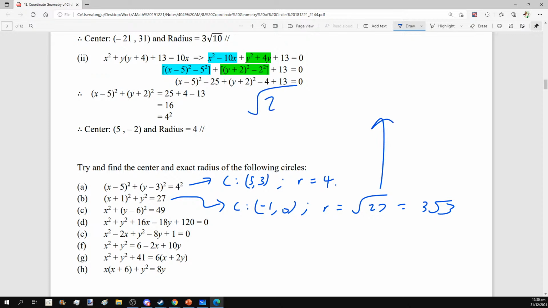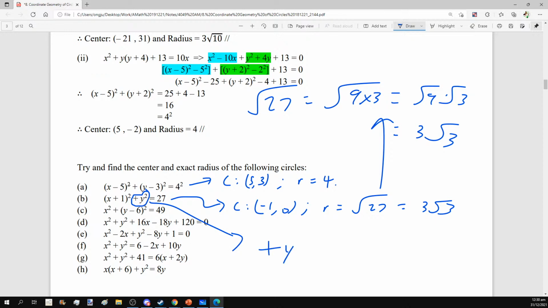Because, of course, the square root of 27 is equal to the square root of 9 times 3, i.e. the square root of 9 times the square root of 3, in other words, 3 root 3. Of course, in this case, there is one little detail to take note of, which is that we have plus y squared, which of course you can interpret as plus y minus 0 square. These two formulations are equivalent in value, and of course from here you will see that the y coordinate is simply going to be 0, right?